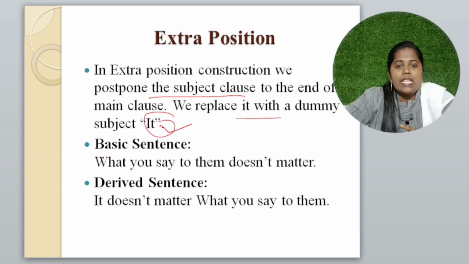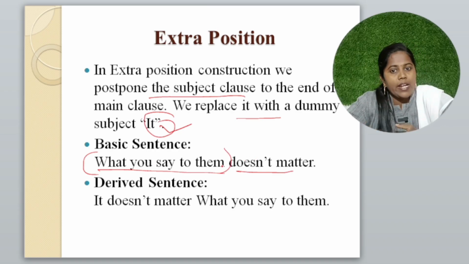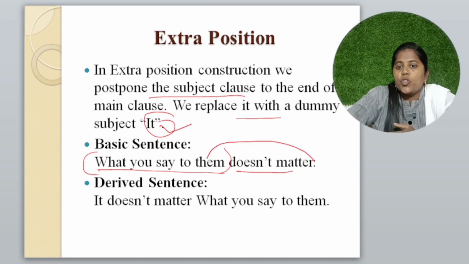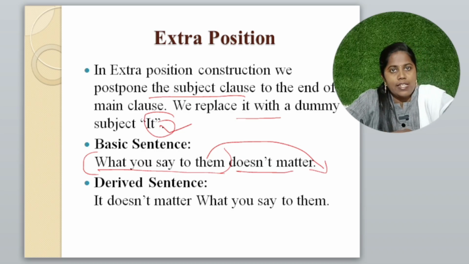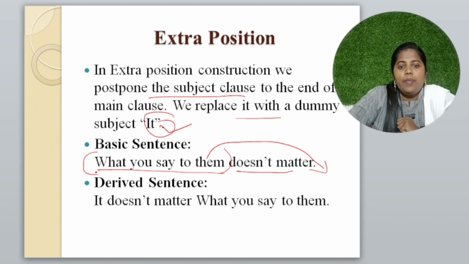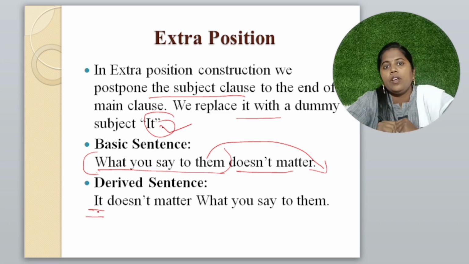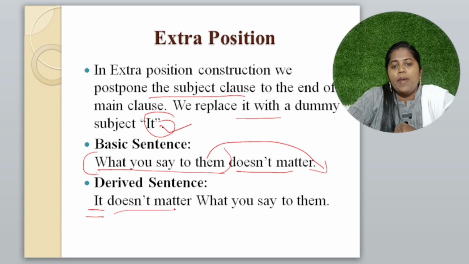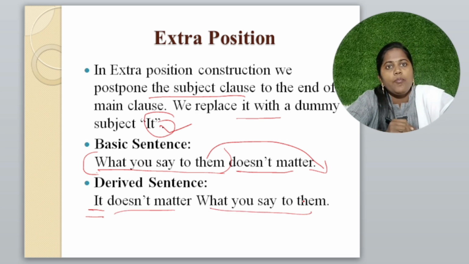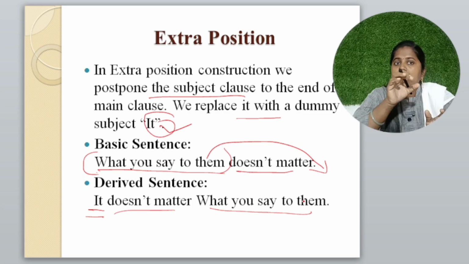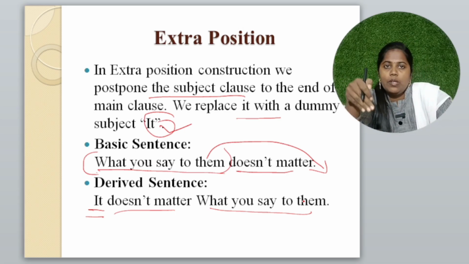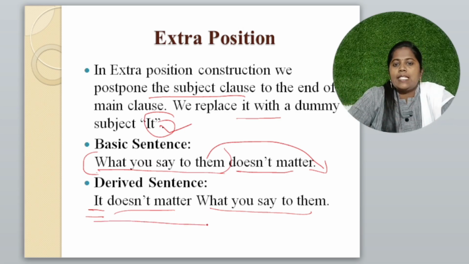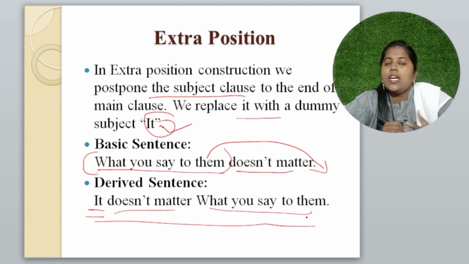Okay. For example, see, what you say to them doesn't matter. Here is the subject clause: what you say to them doesn't matter. And what will I do here? I will postpone it, means at the end of that sentence, the main clause. And I will replace this clause by it, and that it is a dummy subject. So see, how did I write here? It doesn't matter what you say to them. Means I postponed that subject clause to the end of that main clause. And now we got extraposition, or a derived structure by using extraposition.